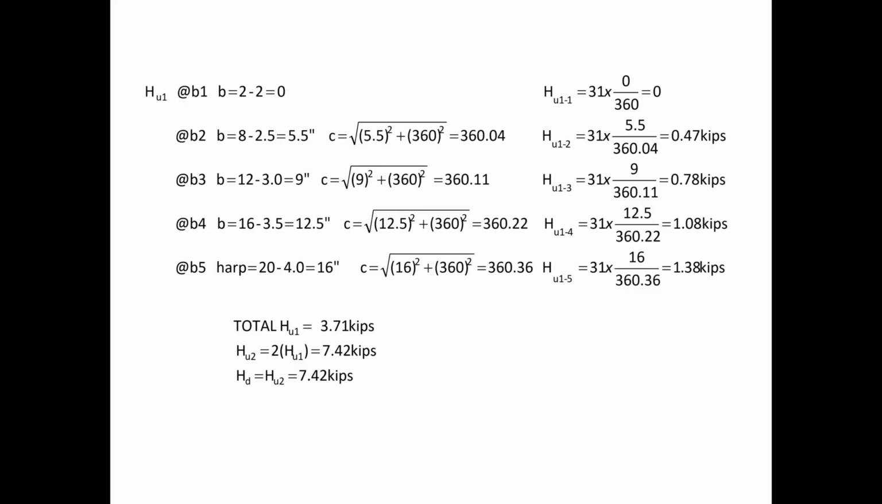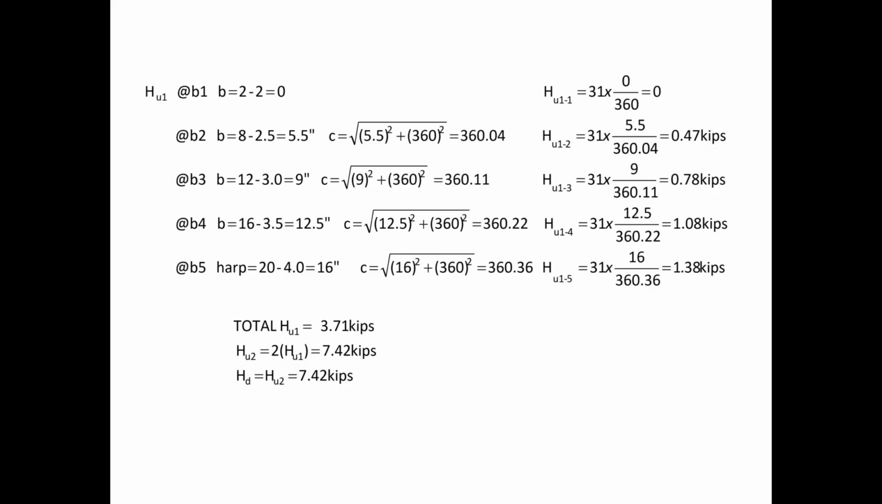All right, for strand four, B is 12.5 inches. C is 360.22 inches. And so when we plug into P times B over C, we get a vertical force of 1.08 kips.